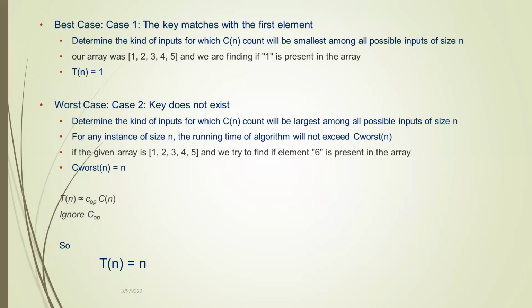So what is the worst case? If the element is not available, we can identify that only after searching the entire array, right? Only then can we understand that it is not available. So the number of comparisons required is n.